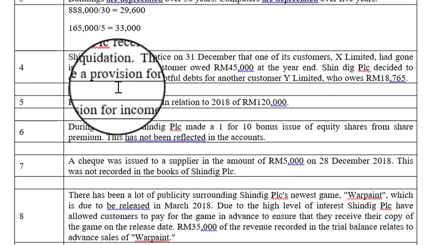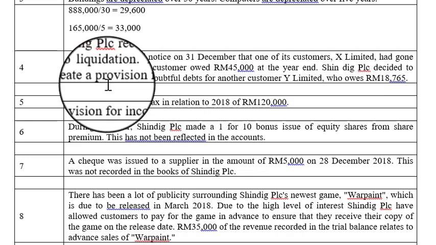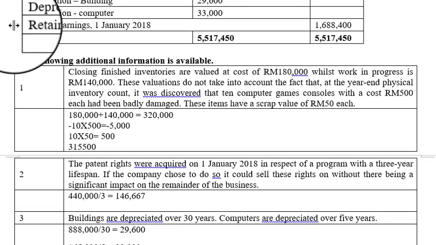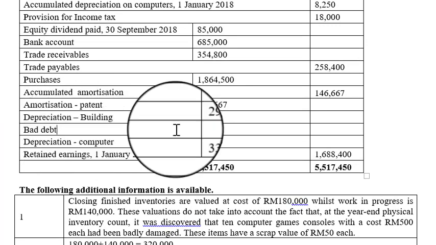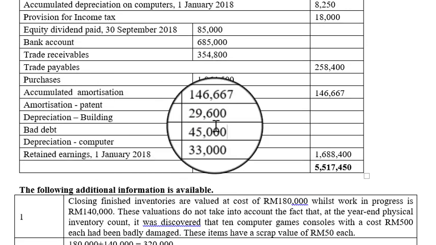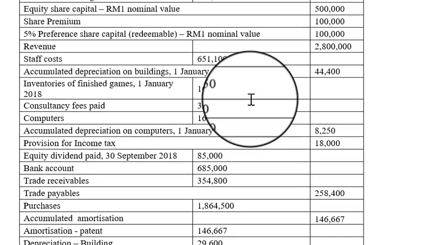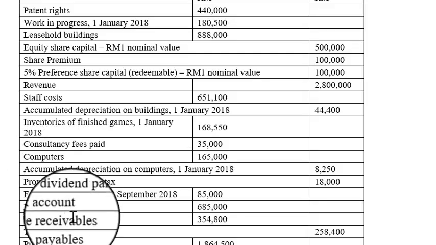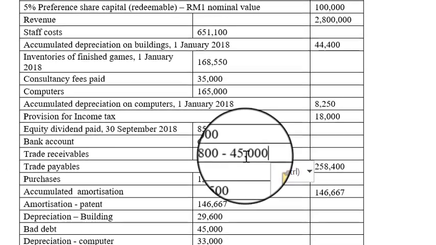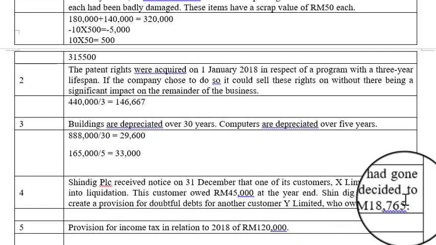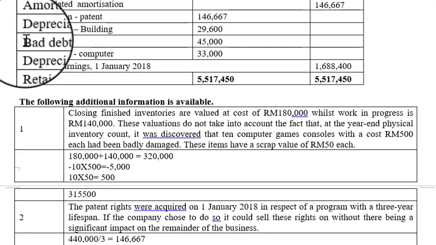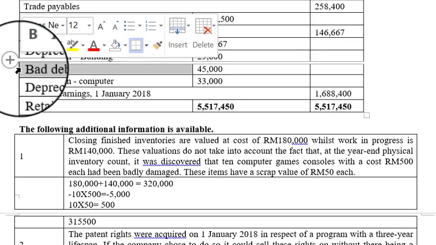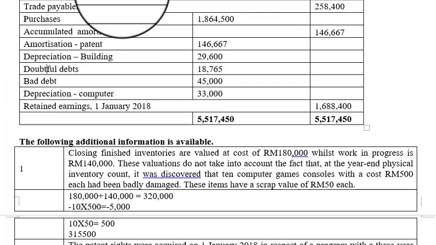Now look at this, they received a notice that the debtor has gone into liquidation. Debtors owing 45,000, then they decide to have a provision. So you have a bad debt, you have to increase bad debt by 45,000. So you have to minus bad debt from your debtors account. So check your debtors account, receivable minus this amount, 45,000. And then the question also mentions that you have provision for doubtful debts 18,765. So increase in your doubtful debts expenses and credit your doubtful debts account.